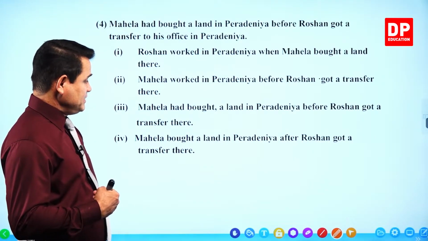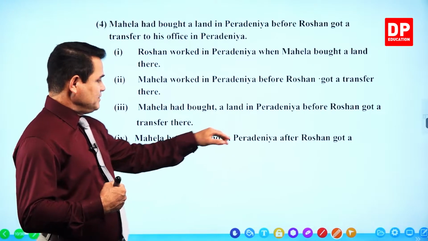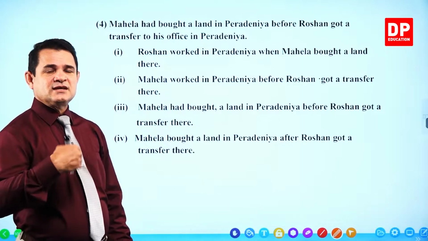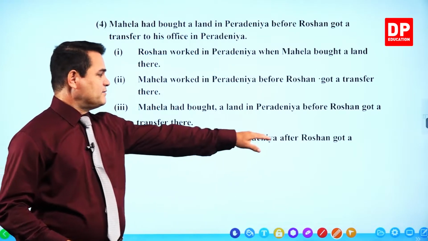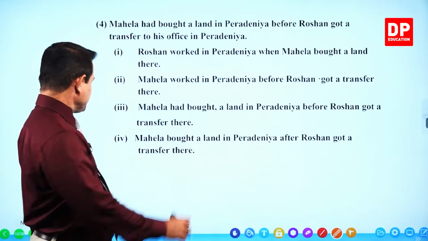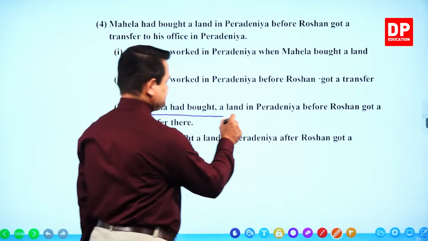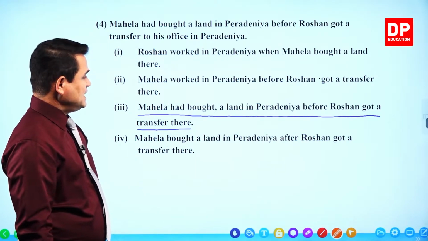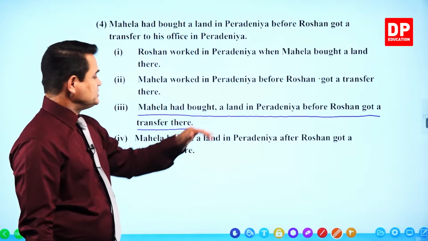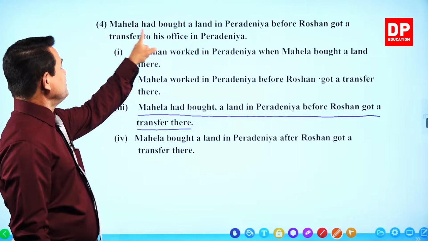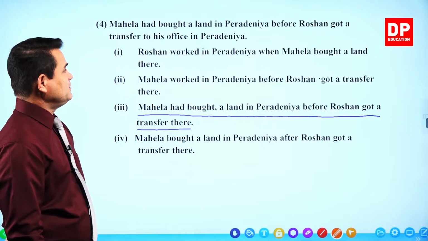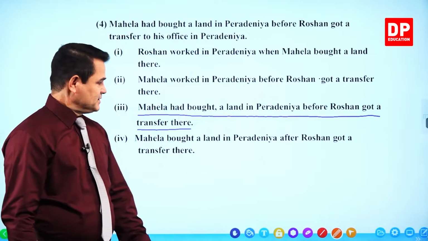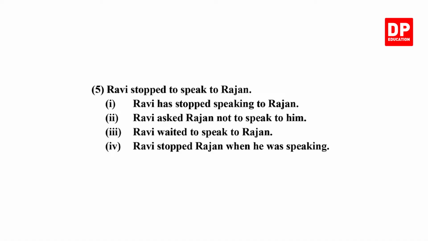Mahela bought a land in Peradeniya after Roshan got a transfer. No, not after. So then the correct answer is number 3. That is, Mahela had bought a land in Peradeniya before Roshan got a transfer there. That means Mahela had bought a land in Peradeniya before Roshan got a transfer to his office in Peradeniya. Same meaning.